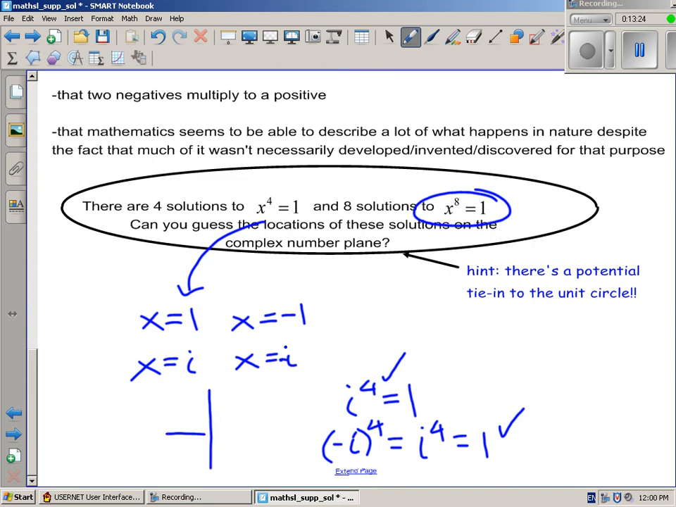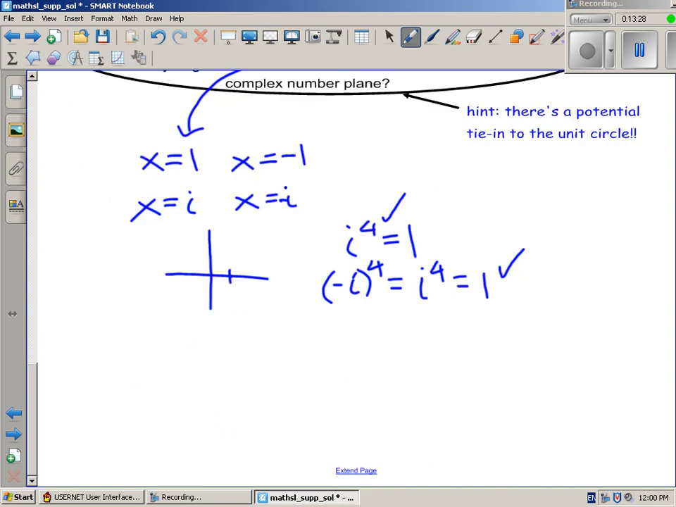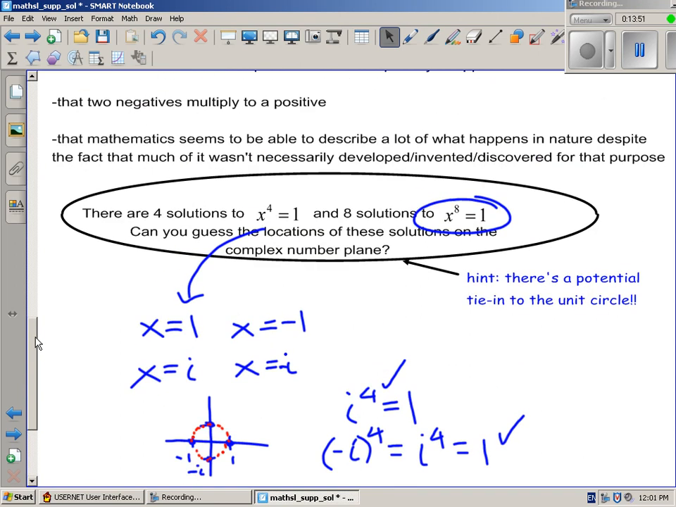And they occur on our complex number plane. Right here's 1. Here's i. Here's negative 1. And here's negative i. They're evenly spaced out rotationally on the complex number plane. Pretty creepy. All right, so if you're interested in going further with this, you might be interested in de Moivre's theorem. But that's about where we're going to stop.